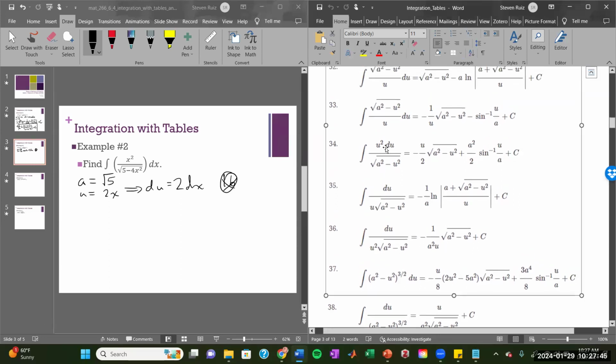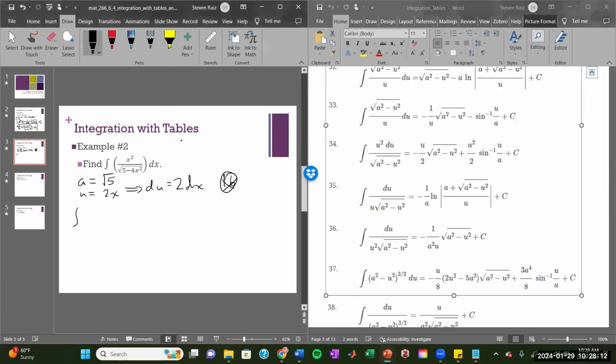What about 34? I think we had a vote for 34, right? That should help. We find our A and U and our du. Do those things still hold? Good. All right, so now can we start setting up this integral or start transforming it? Do we have the radical of a squared minus u squared down here?